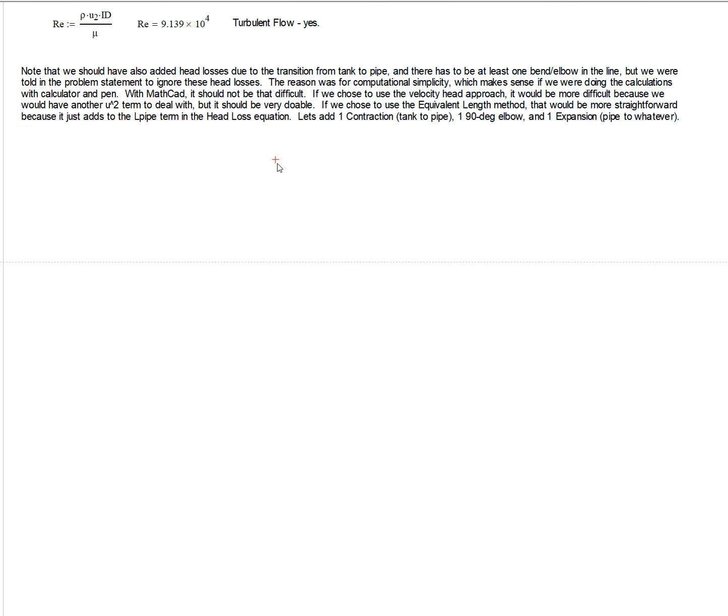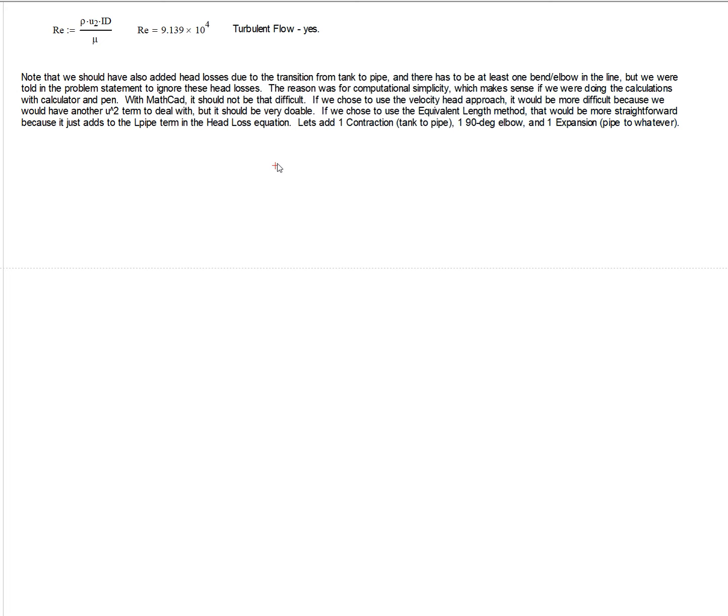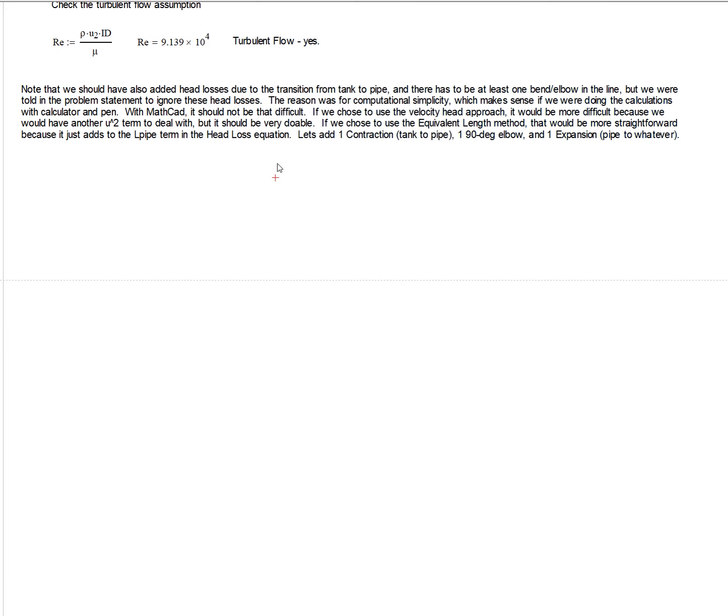Now, the problem didn't ask us to do this, but I want to illustrate again what happens if you include some fittings in here, and whether or not they're significant. So we were told that we didn't have to add any frictional losses due to fittings.